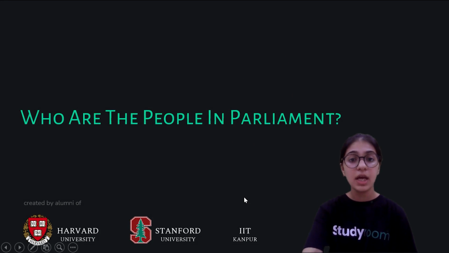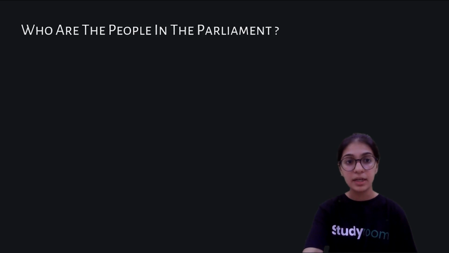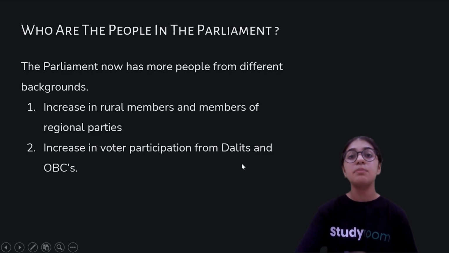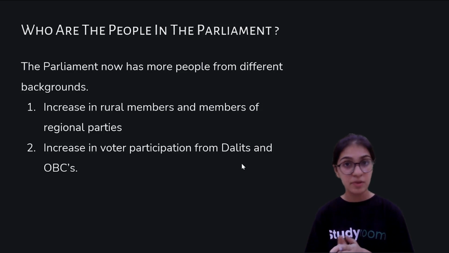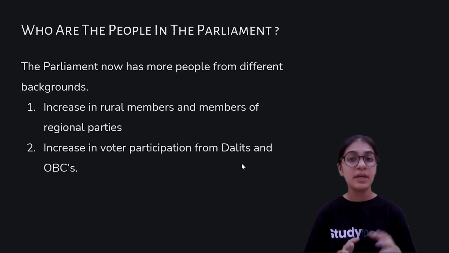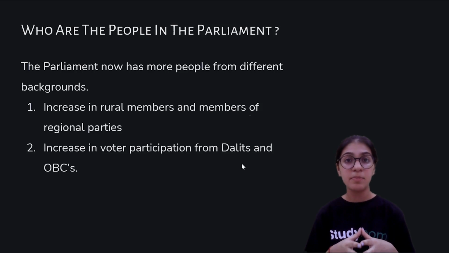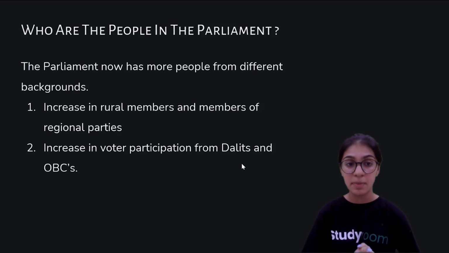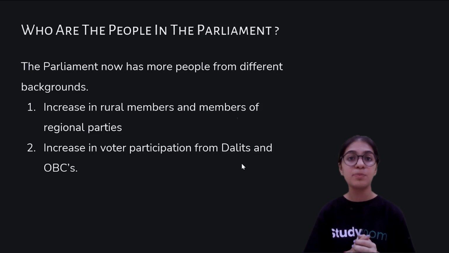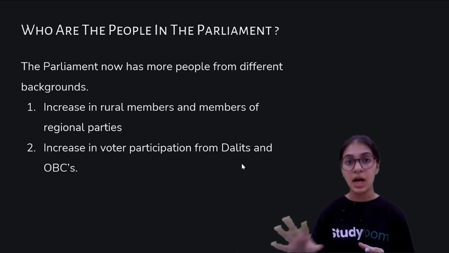Alright, moving forward, who are the people in the Parliament? The people in the Parliament are called Members of Parliament, that could be in the Lok Sabha as well as in the Rajya Sabha. Now the Members of Parliament belong to different religions and different states. There is an increase in the rural members and the members of the regional parties. That is, the MPs do not belong to only one particular religion or one particular caste.